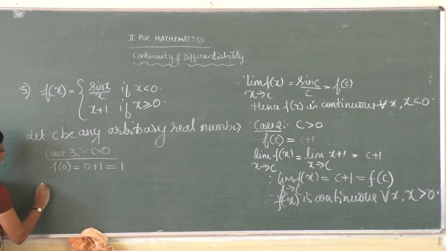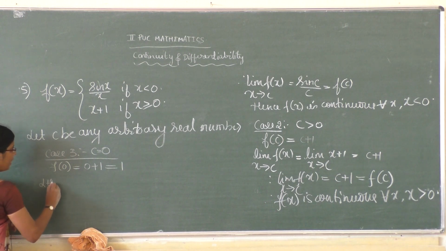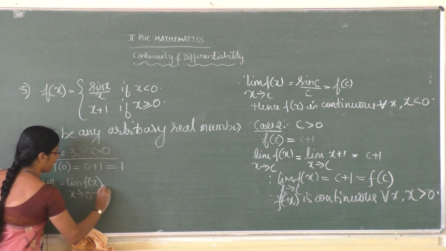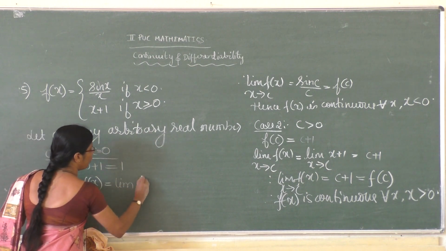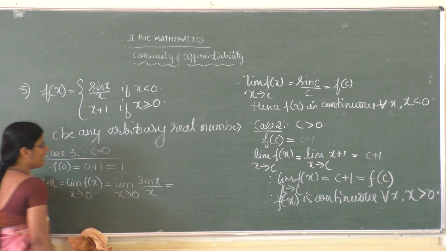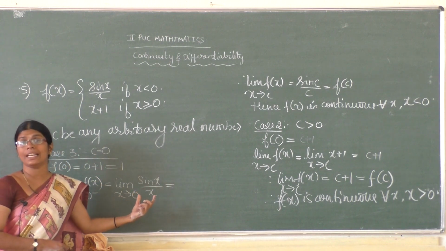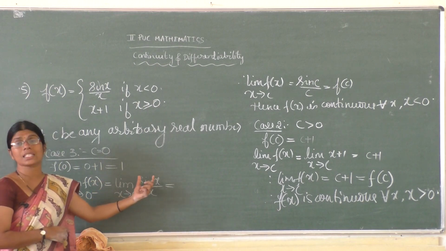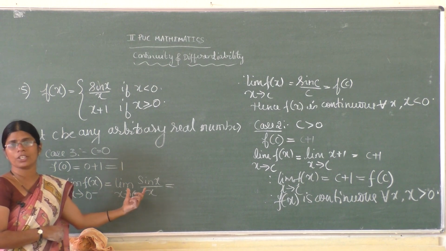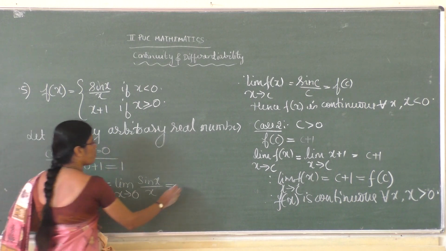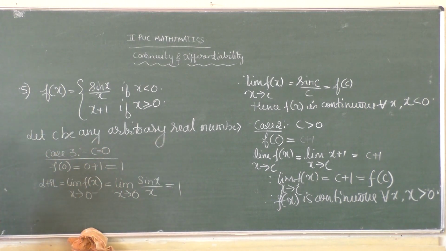Then the left hand limit, that is the limit of f of x as x approaches 0 from the left side, equals the limit of sin x by x as x tends to 0. And this is a standard function which you studied in first PUC, correct? You get a question, a theorem to prove this, sin x by x as x tends to 0, in the annual examination also, in first PUC. So this is a standard limit and the value of the limit is 1. The limit of sin x by x as x tends to 0 equals 1.